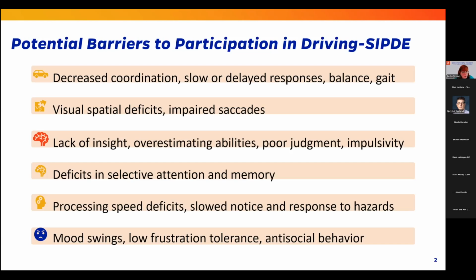We may be slower to notice the hazards. So that also will affect the decision-making process. And then there's the impulsivity that was talked about.